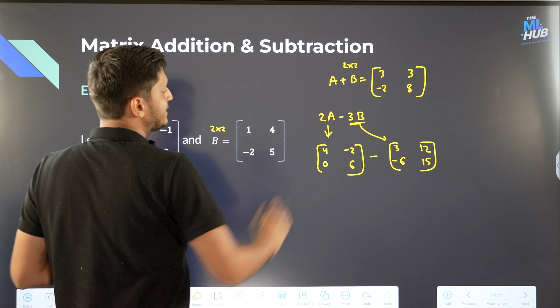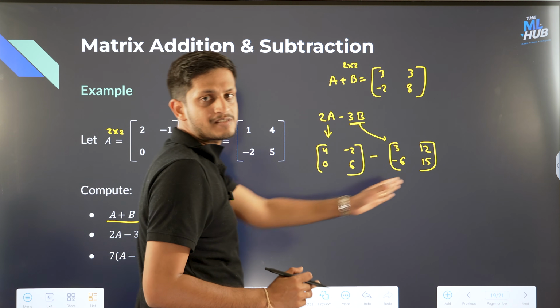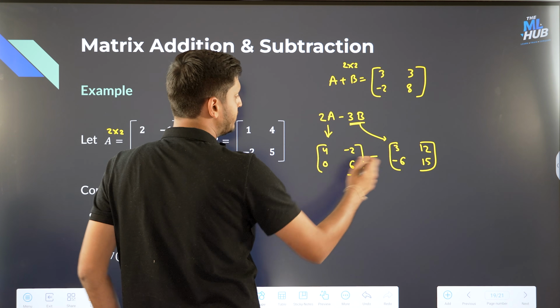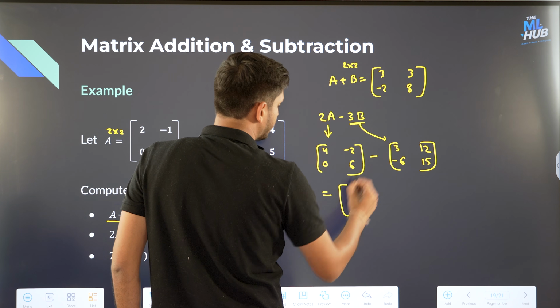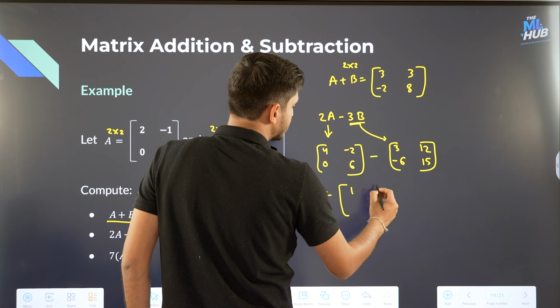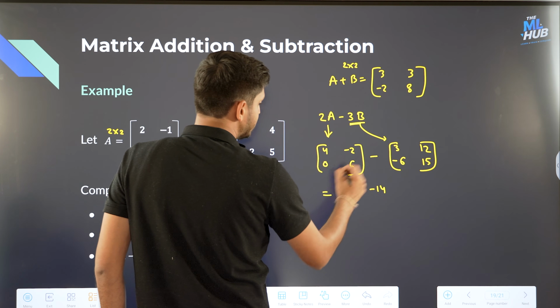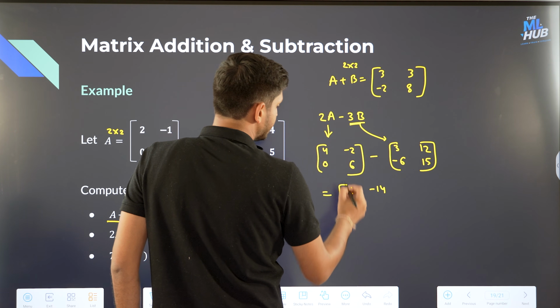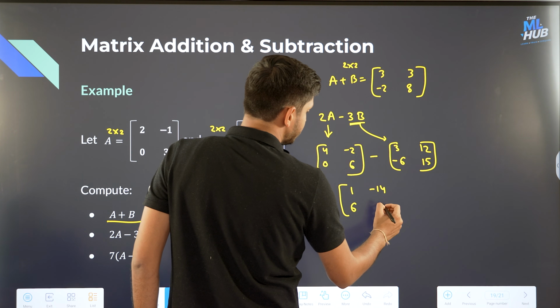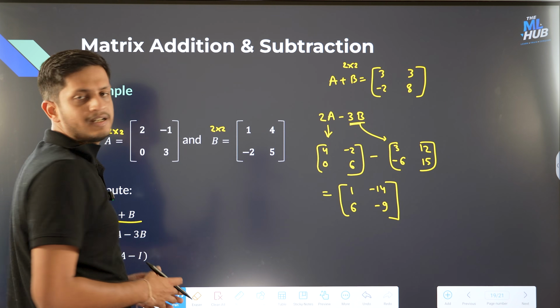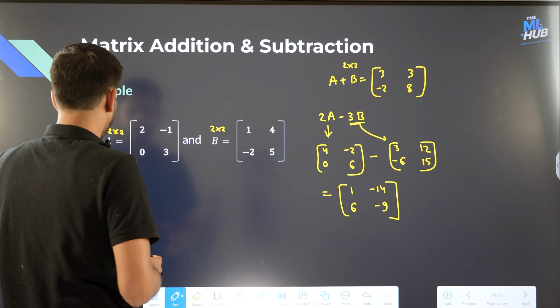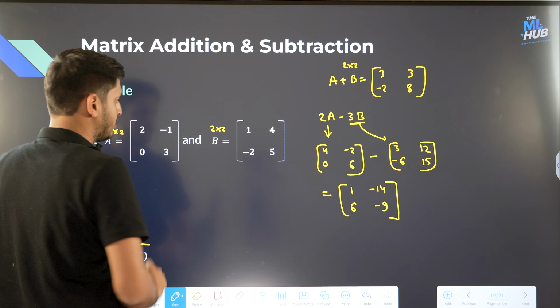Now we have to subtract these two matrices, matrix 2A minus matrix 3B. Again the order of both of them is the same, and hence we can subtract them. So we will get a matrix: 4 minus 3 is 1, minus 2 minus 12 is minus 14, then 0 minus minus 6 means 6, and then 6 minus 15 means minus 9. So this is the matrix you will get when you do 2A minus 3B. This is the second part.